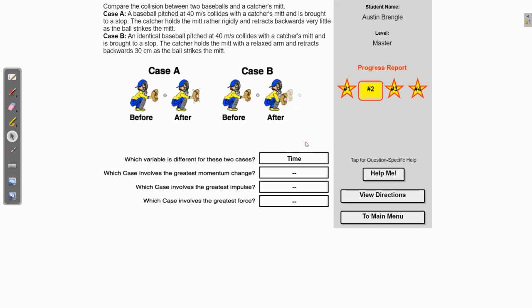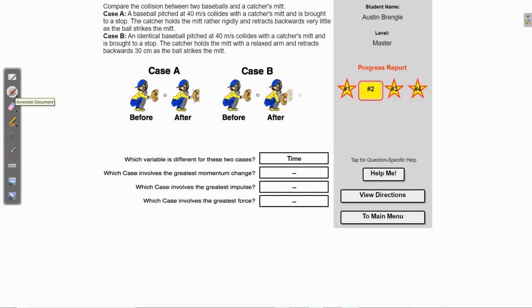So, think about this like if you were trying to catch a baseball with your bare hand. If you just held your hand straight out and someone threw a baseball, and you caught it without moving your hand, that's going to hurt. But if you try to catch the ball and move your hand backwards while you're catching it, it's not going to hurt you as much because you're increasing that time of impact, which is decreasing the force that you're feeling from the ball. It's distributing that force over a greater period of time.